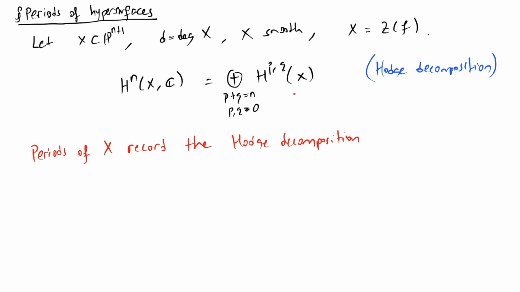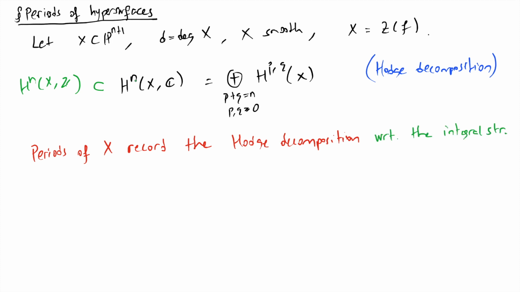Otherwise, if these were just abstract complex vector spaces, the only invariant of this vector space decomposition will be the dimensions. What makes periods interesting is that there's also this integral structure. So there's a lattice inside, and we want to record this Hodge decomposition with respect to the integral structure.